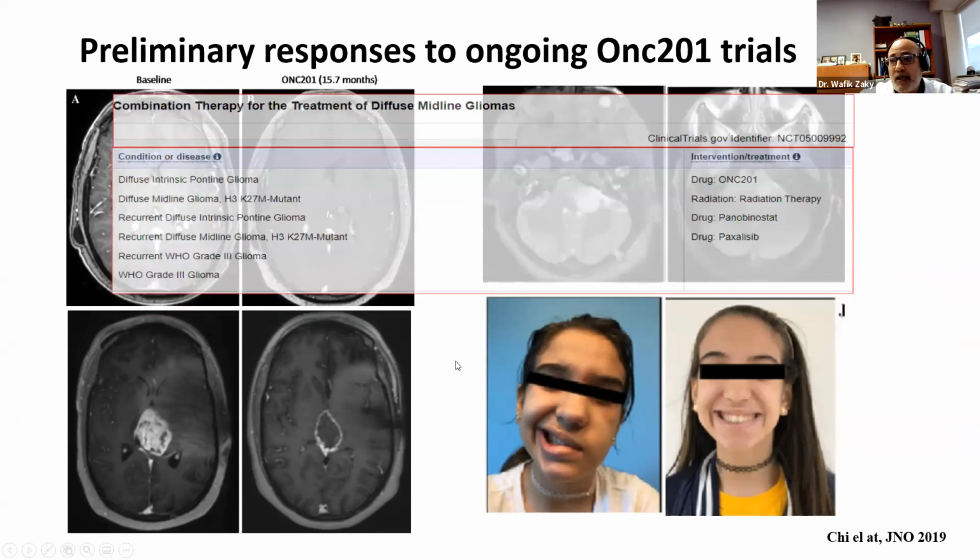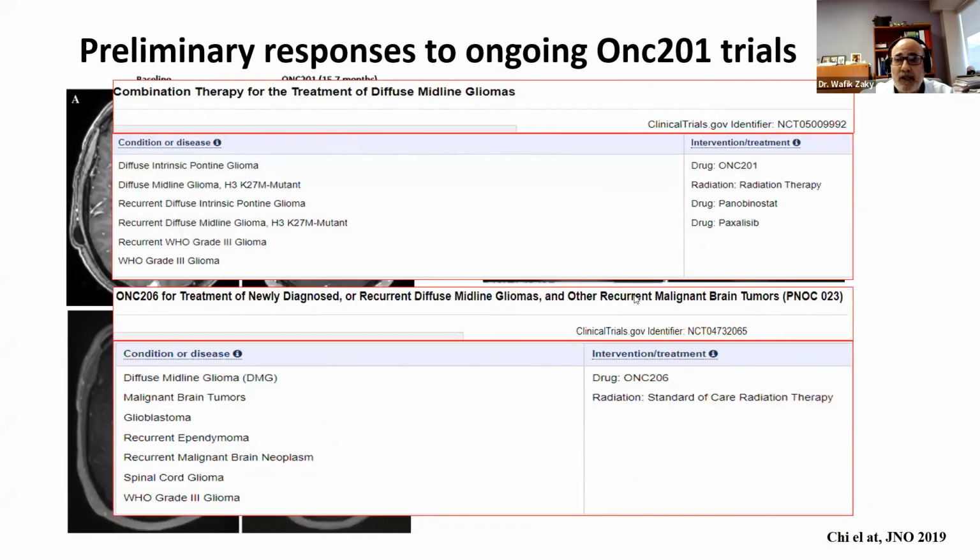Right now, there are a couple of ongoing clinical trials for this compound, including combination therapy with a PI3 kinase inhibitor and a new generation of the UNC201, which is the UNC206, which has better pharmacokinetics. It's under investigation.